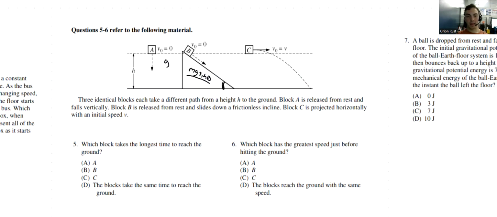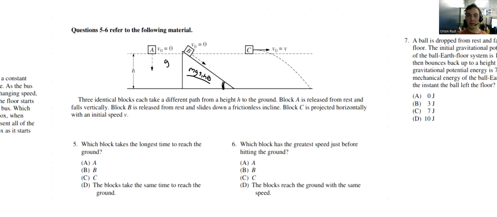It's like the difference between going down a hill on your bike versus just going off a cliff and traveling that same height. It's quite a bit of difference. Your acceleration going down that hill is going to be a lot different.